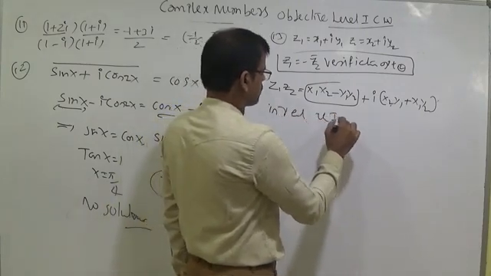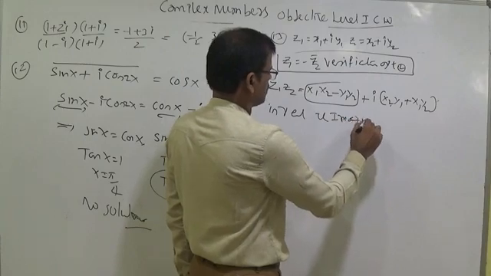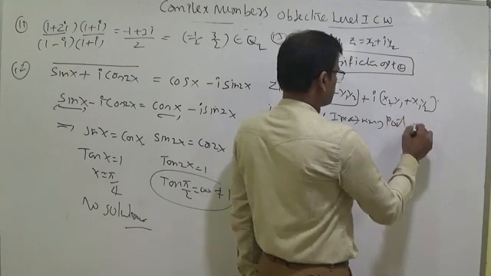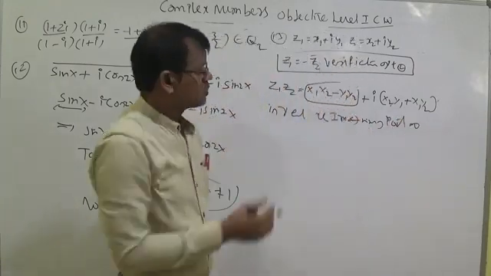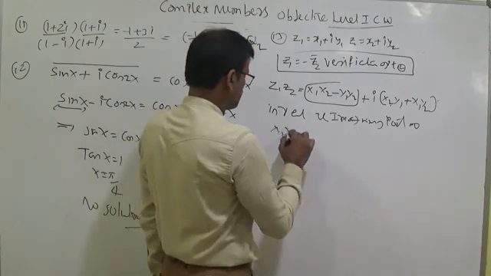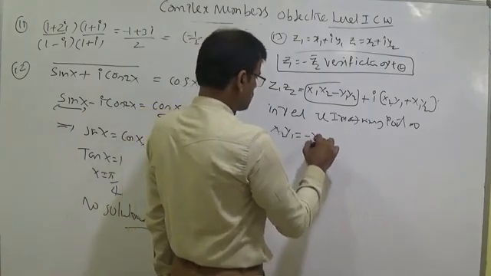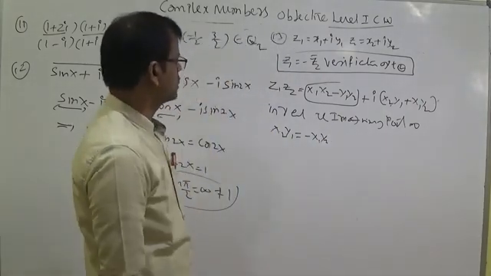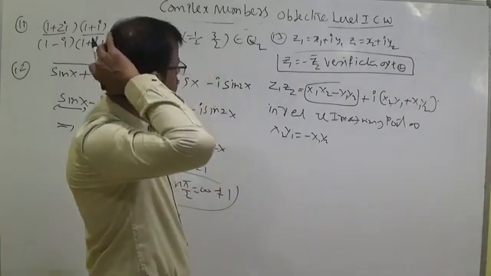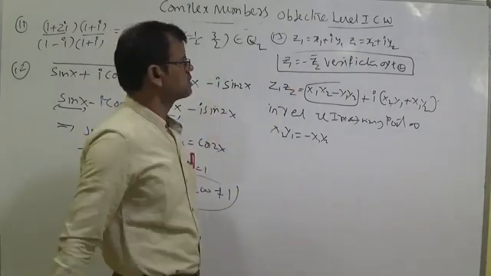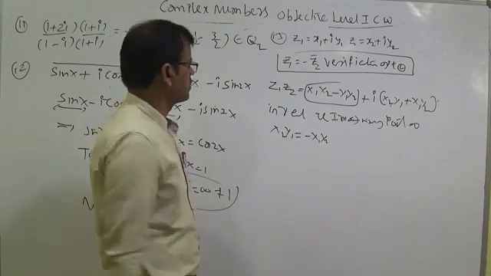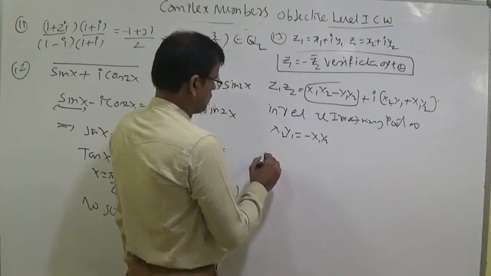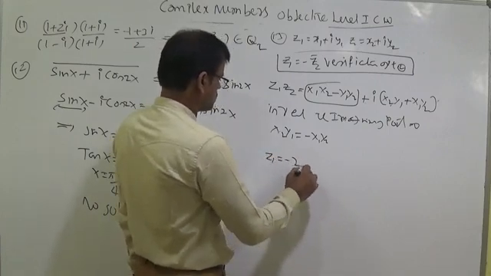Whenever the complex number is only real, you can understand the imaginary part is equal to 0. So the imaginary part is equal to 0, meaning x2 y1 is equal to minus x1 y2. And Z1 plus Z2 is a complex number, you can write X1 plus X2 plus I into (Y1 plus Y2). Now Z1 is equal to minus Z2 bar. Let us write Z1 is equal to minus Z2 bar.